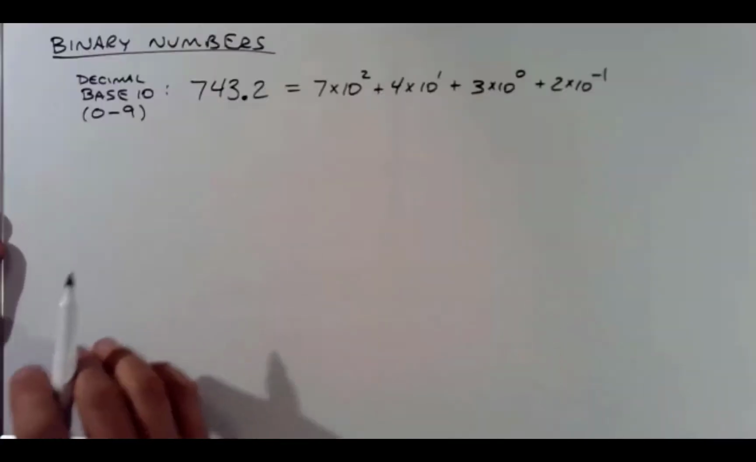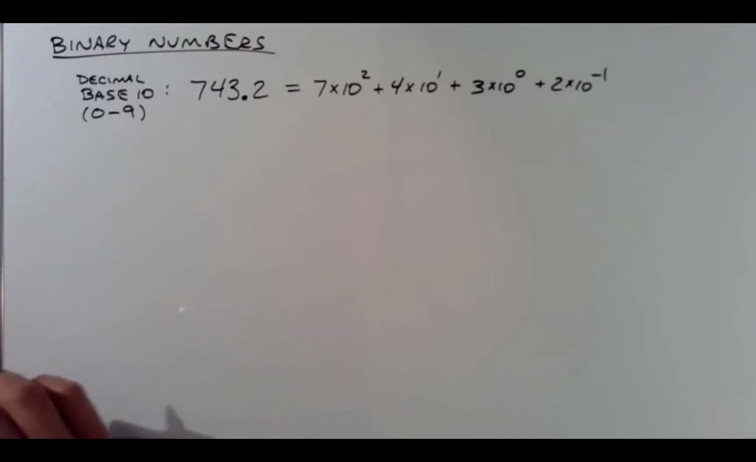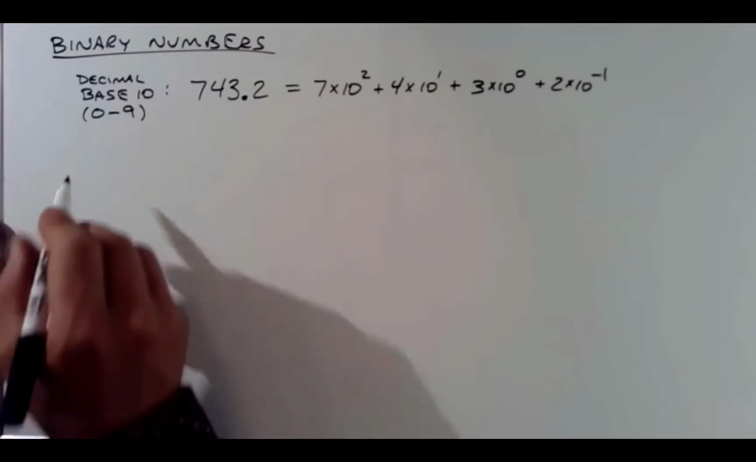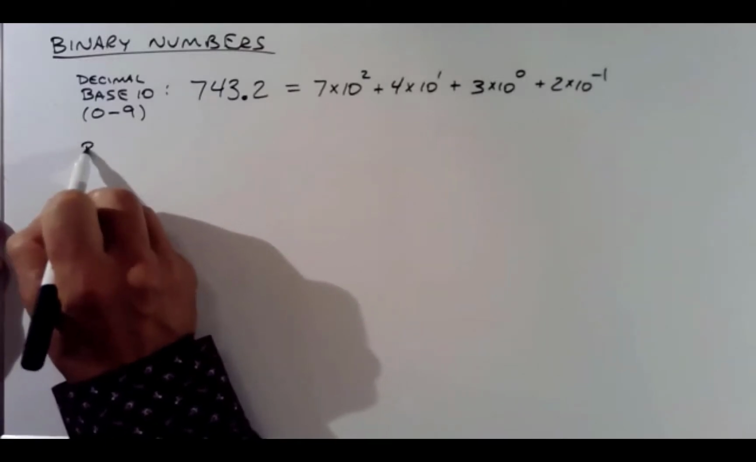So now let's do the same thing with a binary number. Now that we've refreshed how we interpret decimal numbers, let's talk about binary.